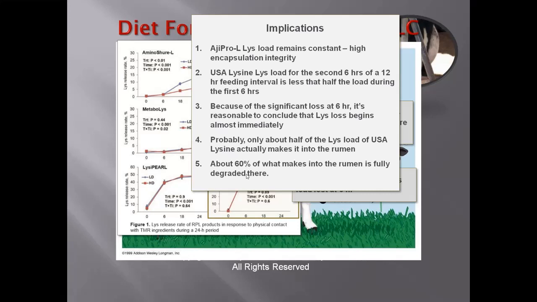And of what does make it into the rumen, about 60% is fully degraded now. It's important to understand that the way the Kemen study was conducted, the protected amino acid products were completely shielded from anything that even would begin to approximate on-farm feeding conditions. So this was as favorable as it could be for the encapsulation in the products. Even in that absolutely most favorable environment, still 60% of the lysine was lost by Kemen's own numbers.